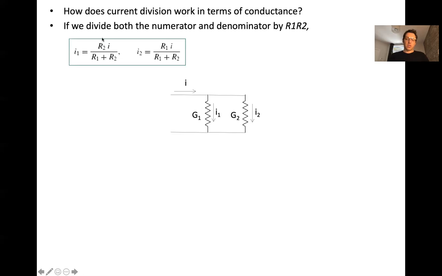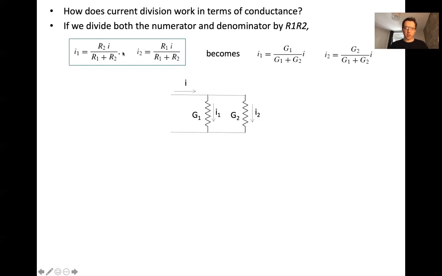If we divide both the numerator and the denominator by R1 and R2 of our canonical, this is just what we learned previously, that I1 is equal to R2 over R1 plus R2 times I, and I2 is equal to R1 over R1 plus R2 times I. This is what we know from before.